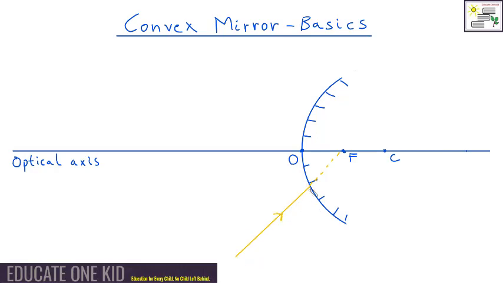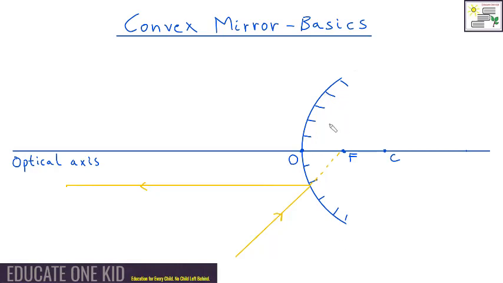Okay, so you can see if I were to extend this line, it would continue along this dashed line to F here. Such a light ray reflects off the mirror and travels parallel to the optical axis. So it travels away from the convex mirror parallel to the optical axis.